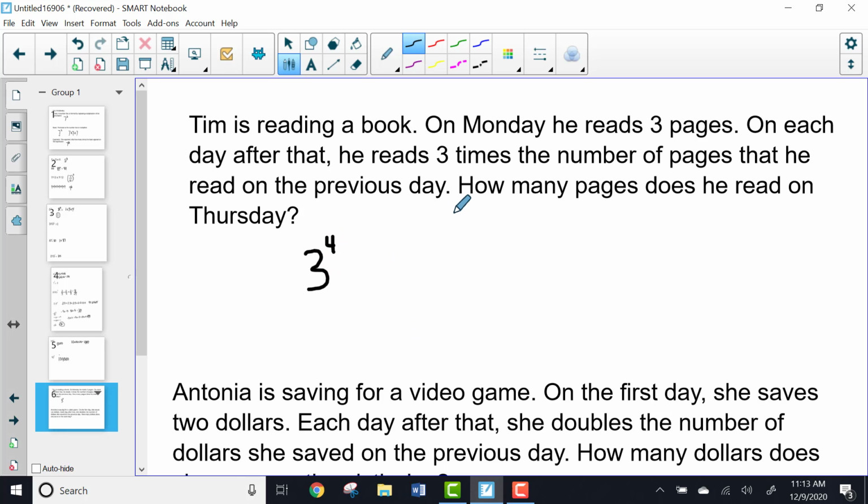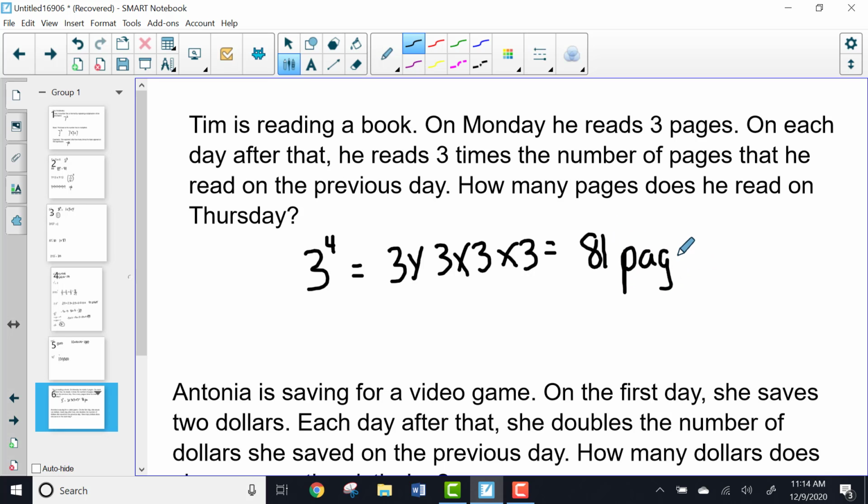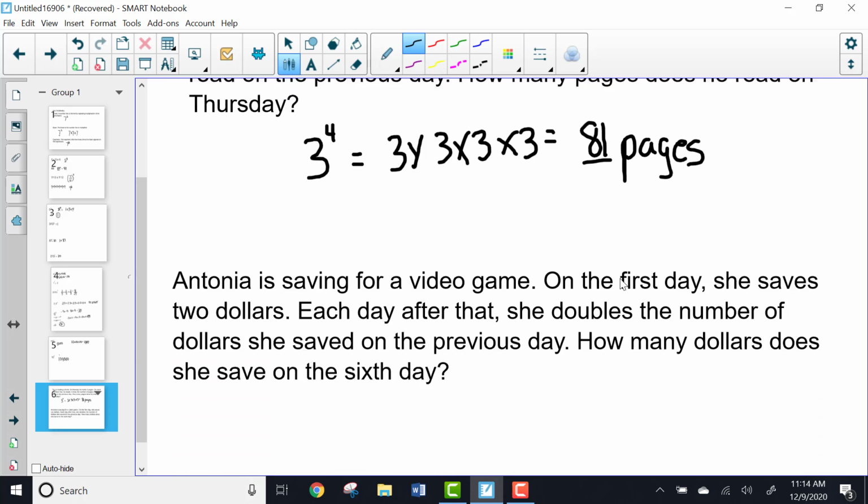Okay, so 3 to the power of 4, and what that would represent would be 3 times 3 times 3 times 3, and that's going to equal a total of 81 pages that he reads on Thursday. Okay, so 3 to the power 4 and 81 actually represent the same number, but you would not say to somebody that you read 3 to the power 4 pages on Thursday. You would say you read 81 pages. Okay.